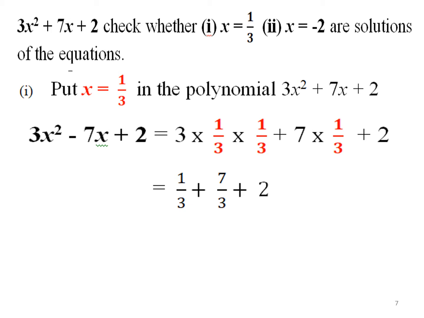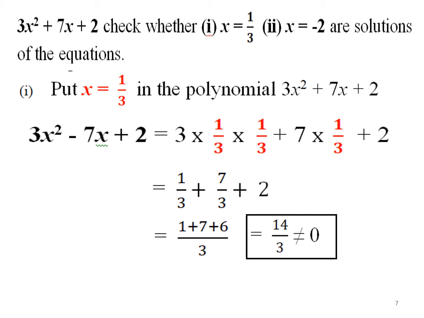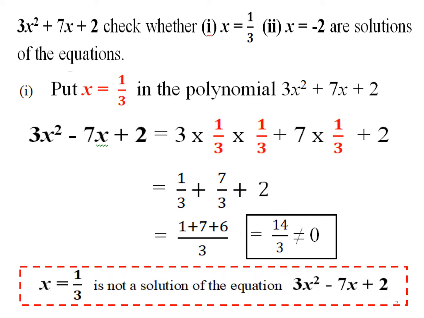Taking the LCM, I get 1 plus 7 plus 6 upon 3, which is nothing but 14 upon 3, which is not equal to 0. Since I am not getting 0, I am getting the answer as 14 upon 3. So I can say that x is equal to 1 upon 3 is not the solution of the equation. If it's not the solution, it is not the root of the equation. Now we shall try with the next value.